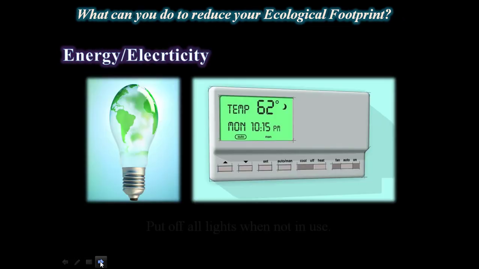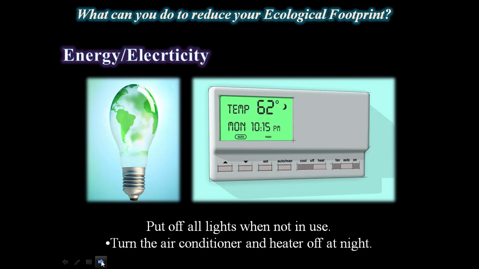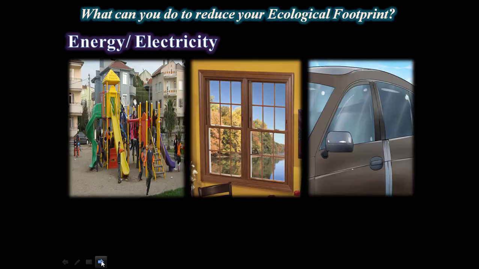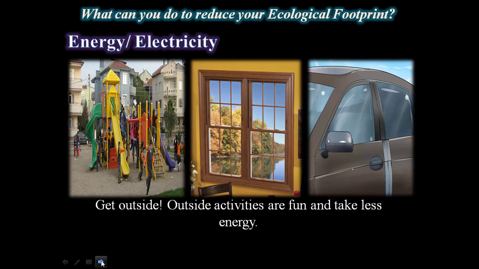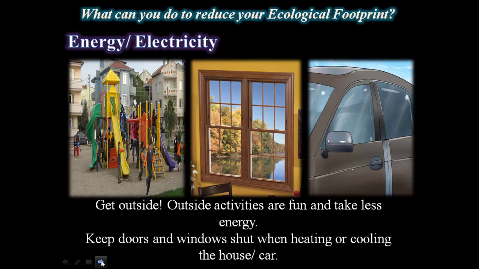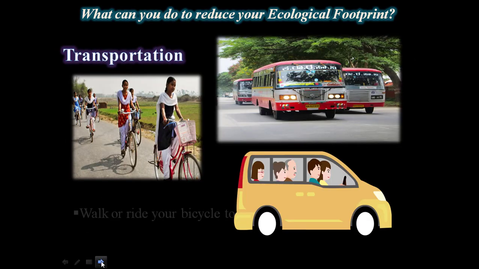Let's come to energy and electricity. Put off all lights when not in use. Turn the air conditioner and heater off at night. Get outside. Outside activities are fun and take less energy. Keep doors and windows shut when heating or cooling the house or a car. So these are some of the steps related to using energy as well as electricity.